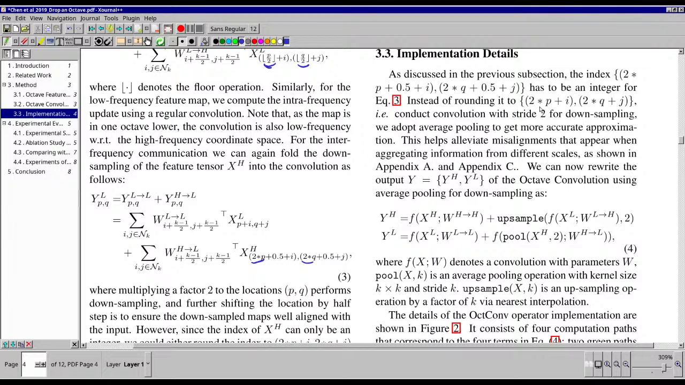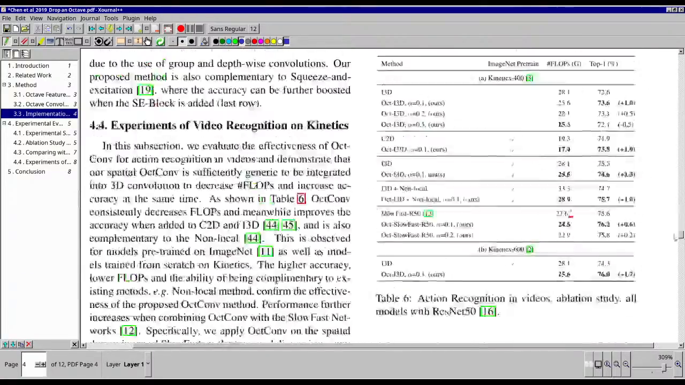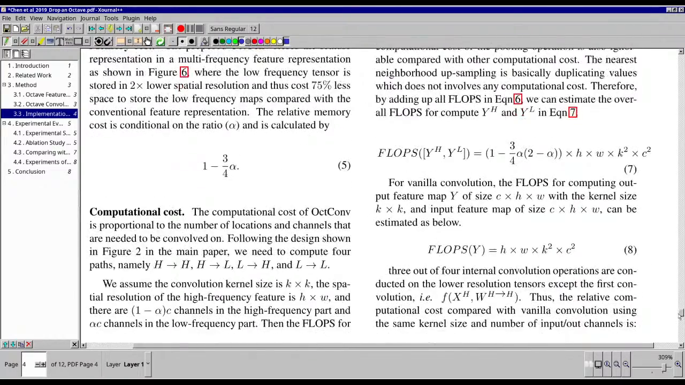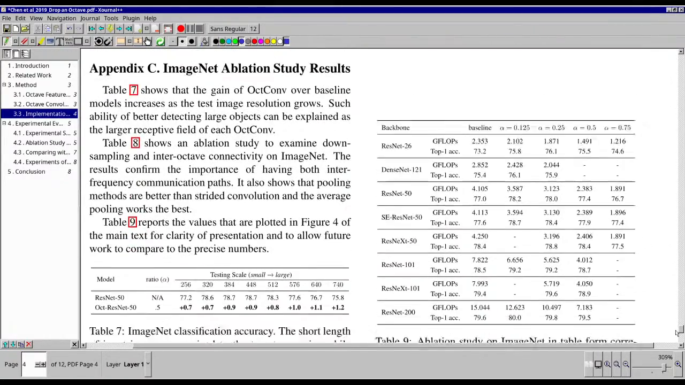Instead of routing it to 2 times p plus i, 2 times q plus j, conduct convolution with stride 2 for downsampling, we adopt average pooling to get more accurate approximation. This helps alleviate misalignments that appear when aggregating information from different scales, as shown in Appendix A and Appendix C. A, it just says strided convolution. C, ablation study, okay.